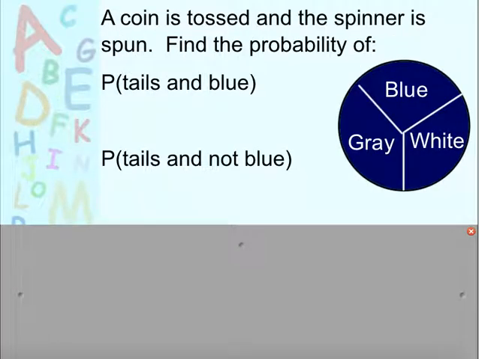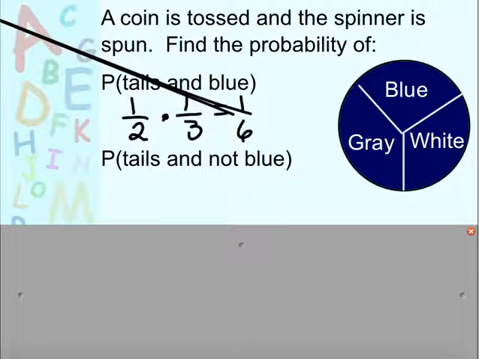Okay, and I think this will be my last example here. A coin is tossed and the spinner is spun. Find the probability of tails and a blue, and then we'll do tails and not blue. So first we need probability of tails, and that's of course 1/2. We'll multiply that by the probability of getting blue. It looks like we have 1/3. So that's 1/6. Probability of tails is still 1/2 here, and not blue. Well, that means we could get gray or white, so that's 2/3. And we would say our probability of getting both is 1/3.